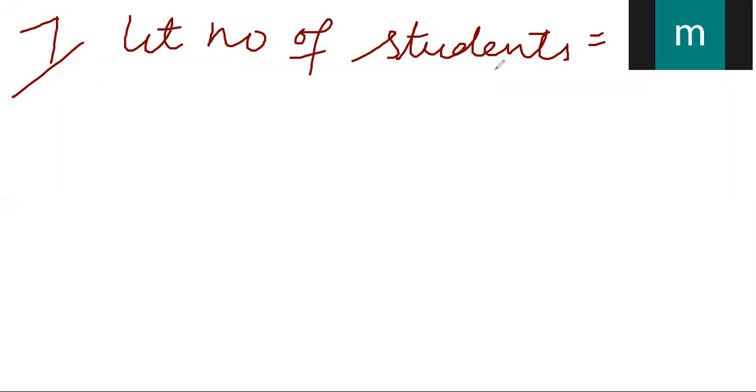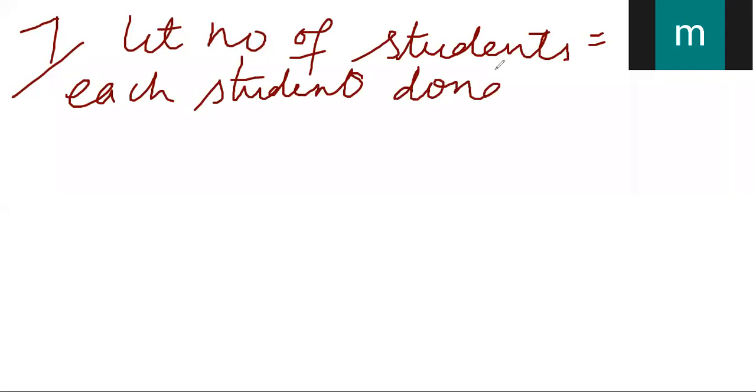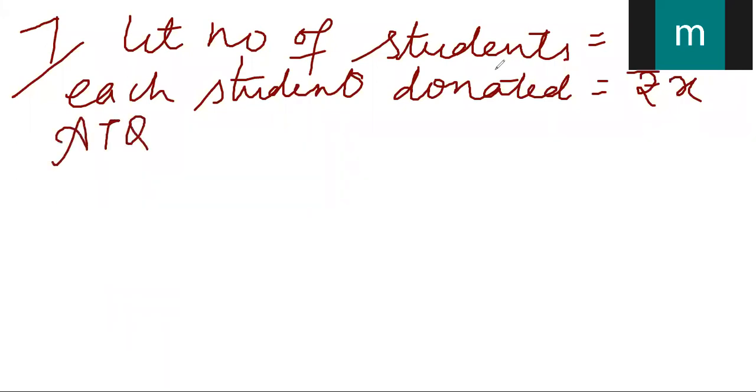ठीक है? So now they are saying अगर x students हैं तो हर student ने कितने रुपीस डोनेट किए? x, right? So each student donated is equal to rupees x, right? Now according to the question we will make the statement first.